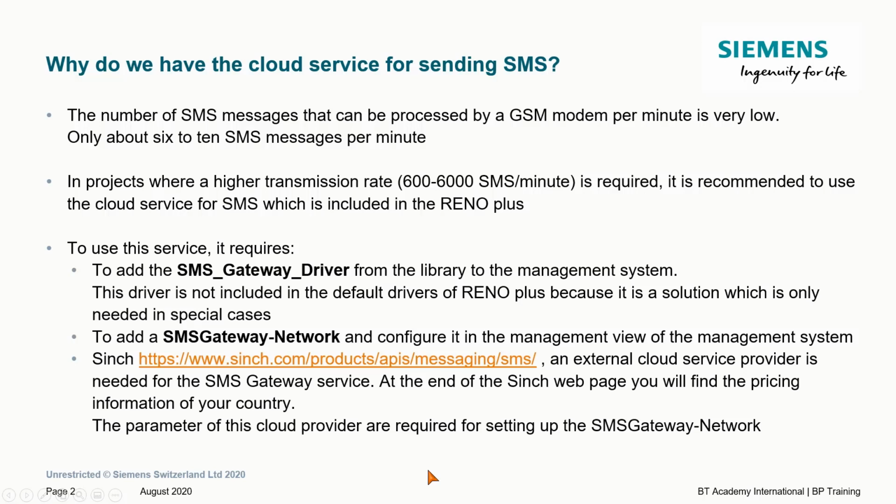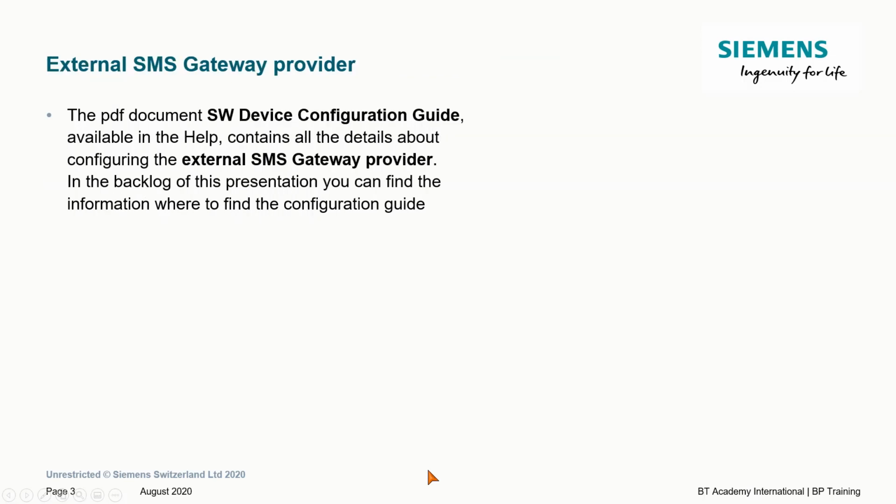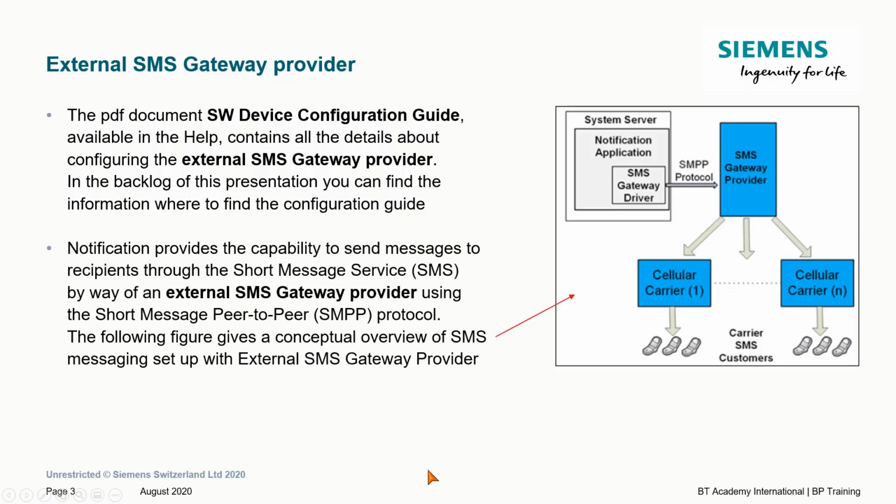An external cloud service provider is needed for the SMS gateway service. At the end of the sync web page, you will find the pricing information of your country. The parameters of this cloud provider are required for setting up the SMS gateway network. The PDF document Software Device Configuration Guide, available in the help, contains all the details about configuring the external SMS gateway provider. In the backlog of this presentation, you find the information where to find the configuration guide.